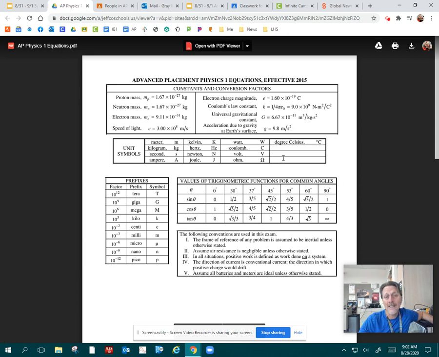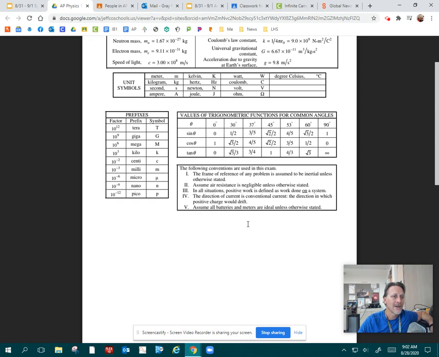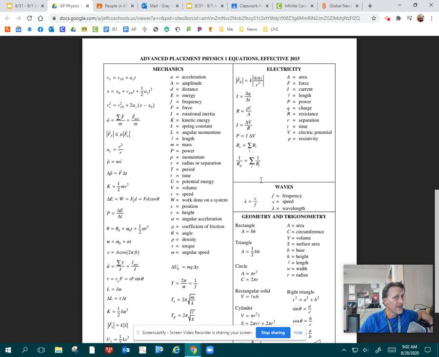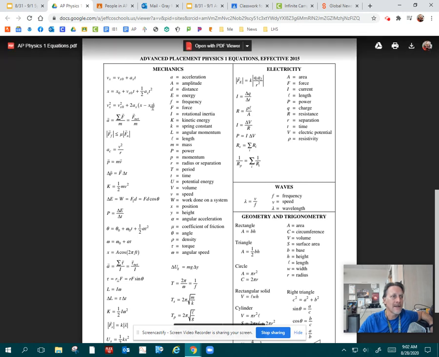So this is what AP is going to supply for your test, and this is also what you should be using in this class. If you notice here, there is a whole bunch of constants and conversion factors that they give you. We also look at the SI units that you need to be familiar with and know how to use, metric prefixes, trigonometric functions, and angles, and also problem-solving conventions. The next page is where we see all of our formulas. And for the most part, we are going to go ahead and start in with these 3 first formulas right here today. This is for velocity, position, and acceleration and time.